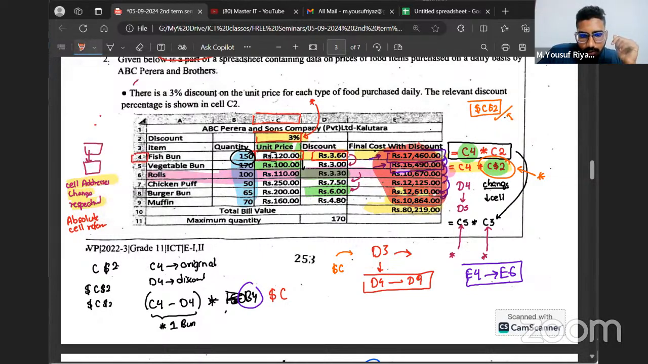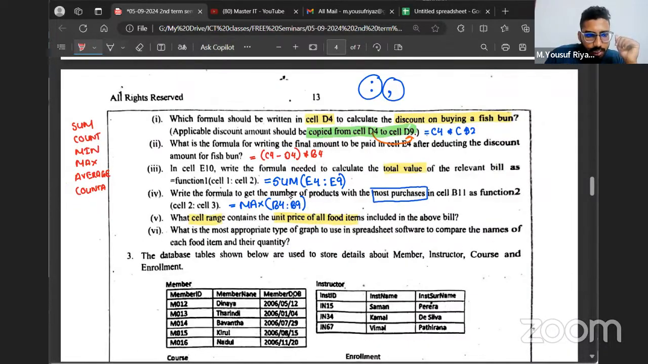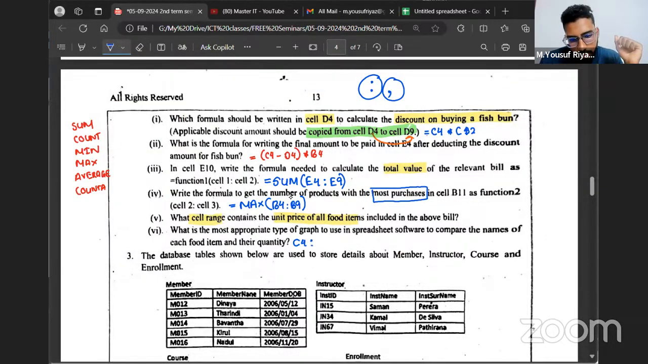Exactly. See, from C4 cell to the C9 cell, you have the unit price of each and every item, right? So answer there is going to be equal C4 to C9. Answer there is C4 to C9. They're not asking what formula, no? They're asking the cell range. So the cell range is C4 to C9. Is that clear to you?